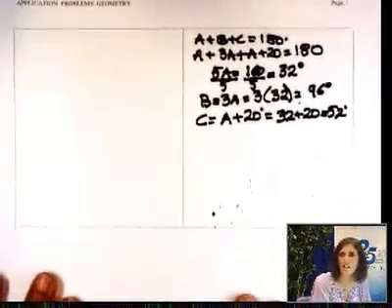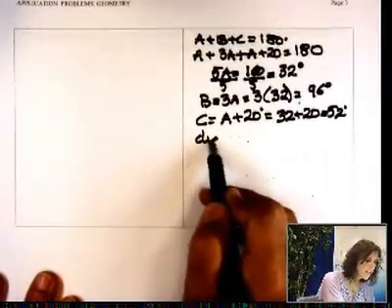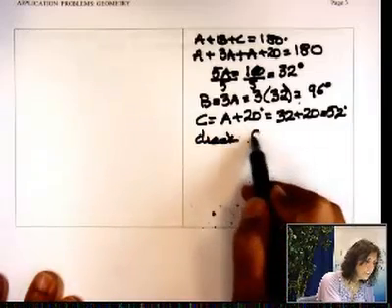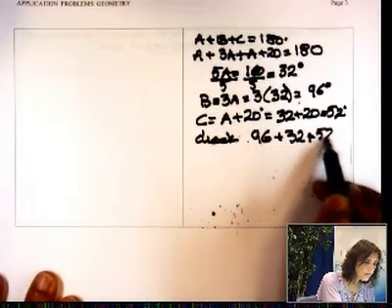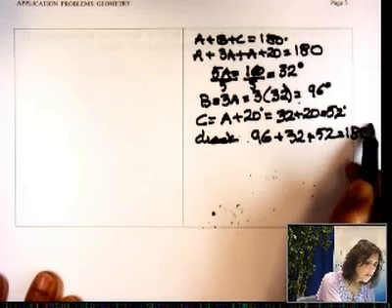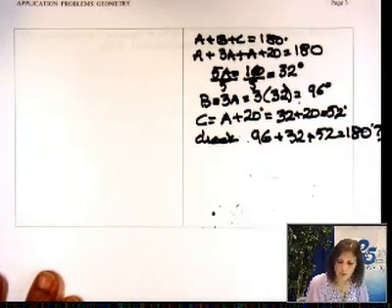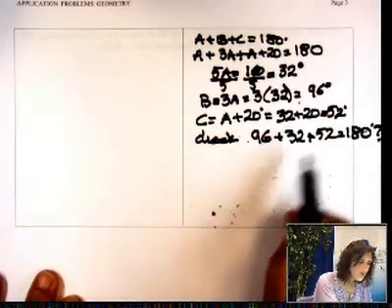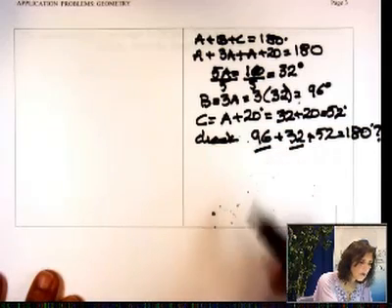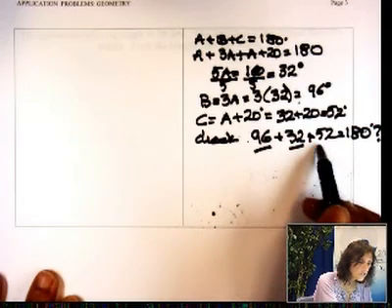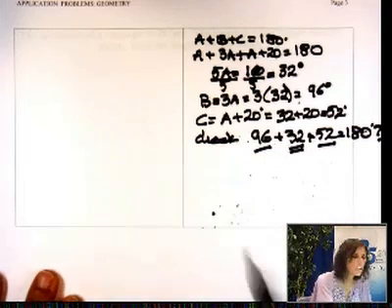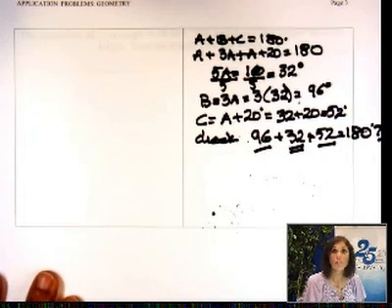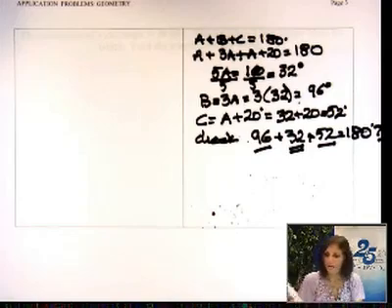And let's check. What is my reality check? I have 96 plus 32 plus 52. Is that 180? Yeah, that works. Is B 3 times A? 32 to 96? Yes. Is this one 20 more than that one? Yes. Check. Very good.